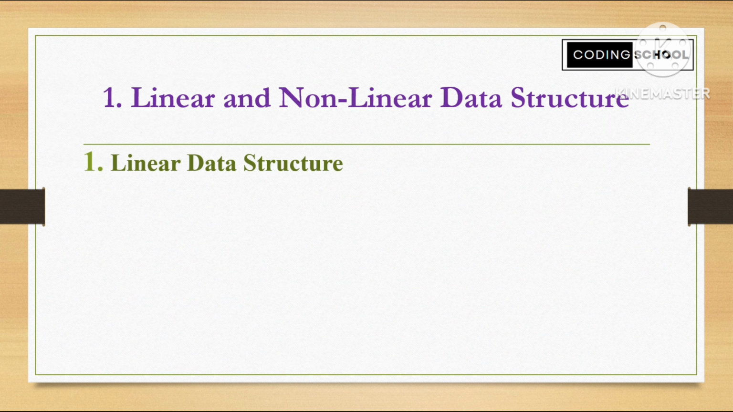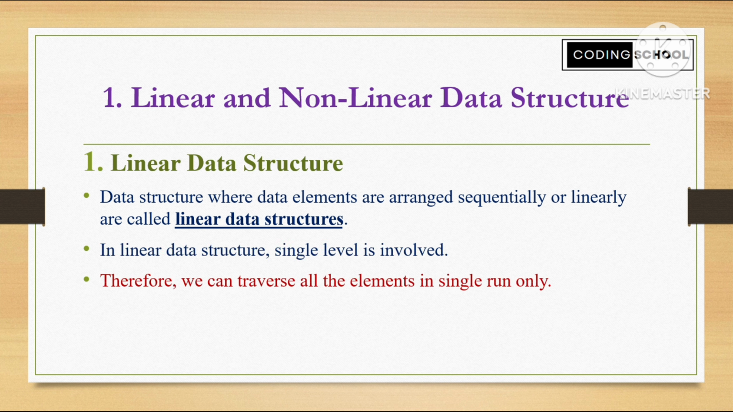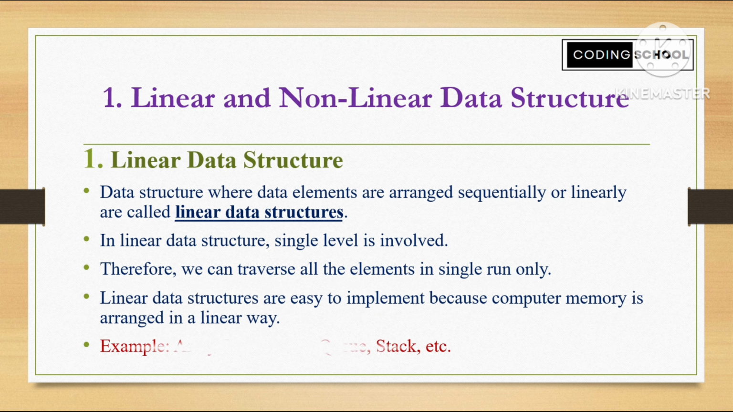So first is linear data structure. Data structure where elements are arranged sequentially or linearly are called linear data structures. In linear data structures, single level is involved. Therefore, we can traverse all the elements in single run only. Linear data structures are easy to implement because computer memory is arranged in a linear way. Example of linear data structures is array, linked list, queue, stack, etc.